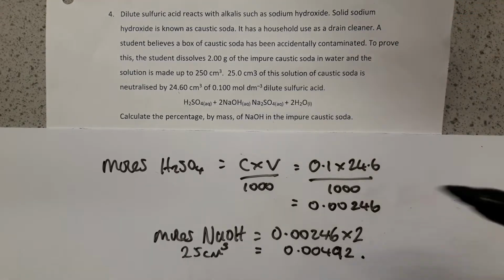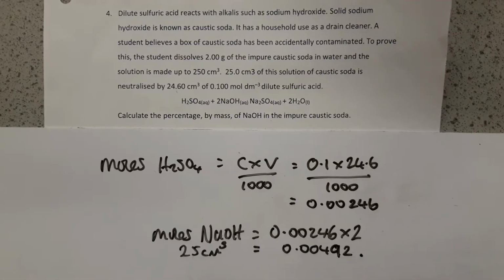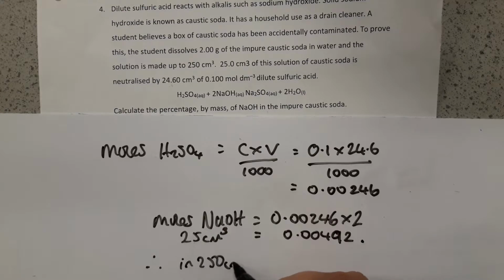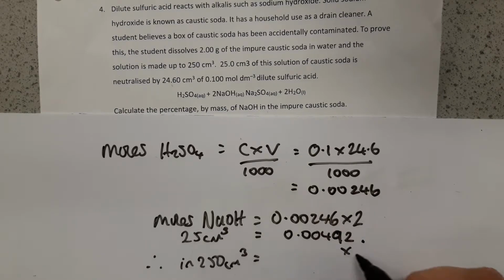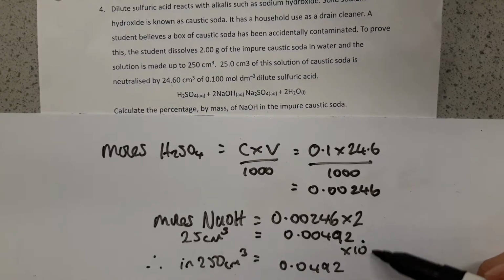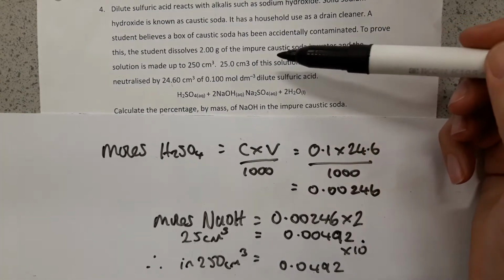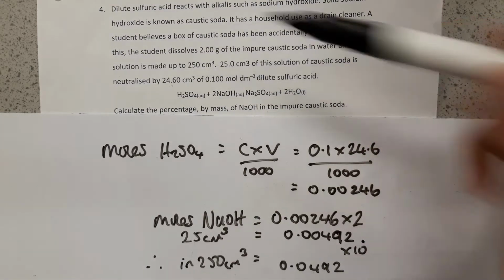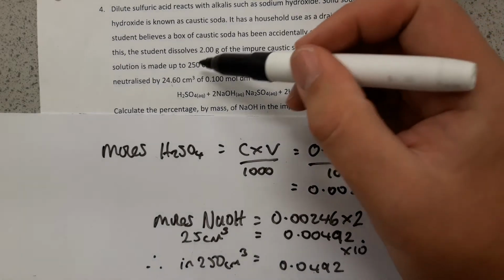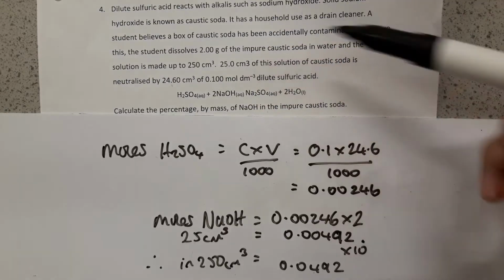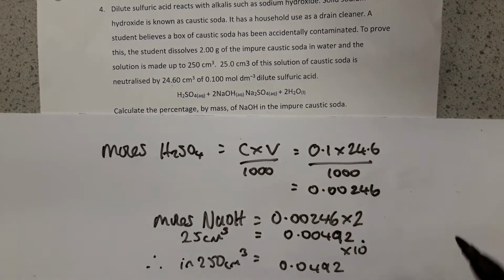So before you can go any further, you need to scale this number up. The number of moles you calculated is for sodium hydroxide in 25 centimeters cubed. Therefore, in 250 centimeters cubed, you will have 10 times this number of moles, which is 0.0492. It's this little step that students sometimes miss. Look for any instructions that involve taking a sample, taking a little bit out of a total solution. This is the total number of moles in the original 250, and therefore the total number of moles in the 2 grams that was dissolved. So watch out for those little tricks. Let's carry on from there.